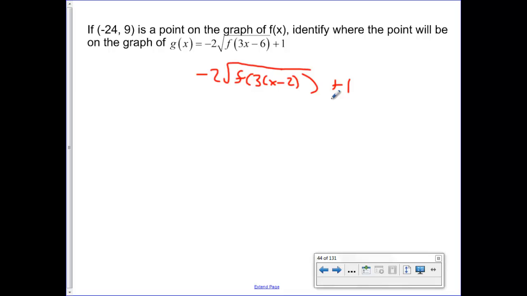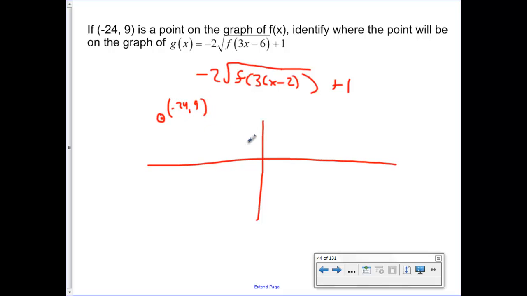So let's talk about how we can move this point around on the graph. What does the F mean? Function. It means I don't actually know what the function is. It could be a square graph, a cubic graph, a quartic graph. I don't know what it is. All I can tell you is that there is a point over here at -24,9.